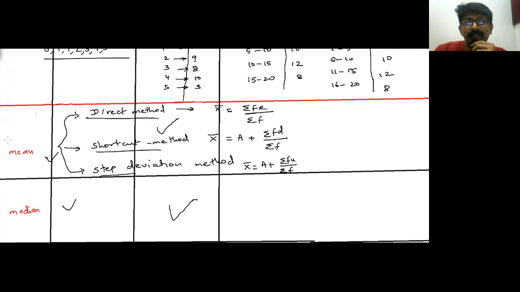Also, when we are calculating the mean, there are three standard methods available to calculate the mean. One is the direct method, second is the shortcut method, and the third is the step deviation method. So don't worry, students, stay tuned, and I will teach you everything in detail so that you can understand this chapter really well.